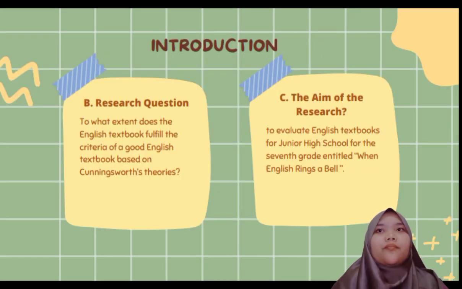B. Research question. The research question here is, to what extent does the English textbook fulfill the criteria of a good English textbook based on Cunningsworth theories? And the last is, what are the aims of the research? It is to evaluate the English textbook for junior high school 7th grade entitled When English Rings a Bell.